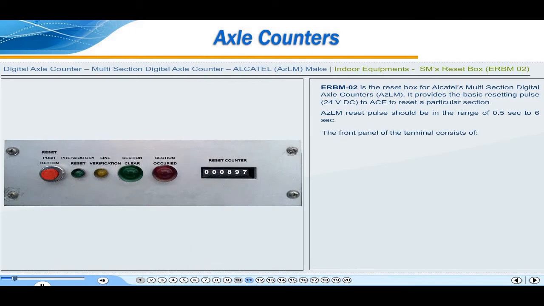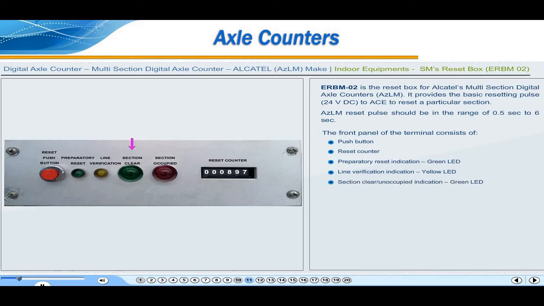The front panel of the terminal consists of a push button, reset counter, preparatory reset indication green LED, line verification indication yellow LED, section clear or unoccupied indication green LED, and section closed or occupied indication red LED.